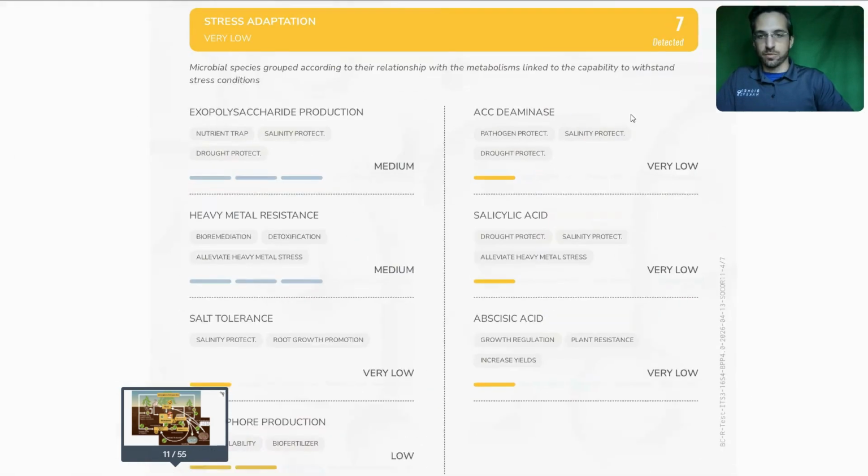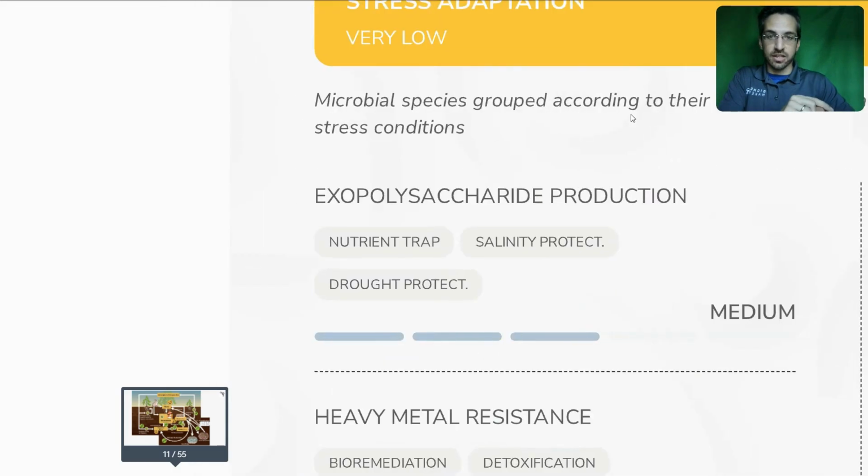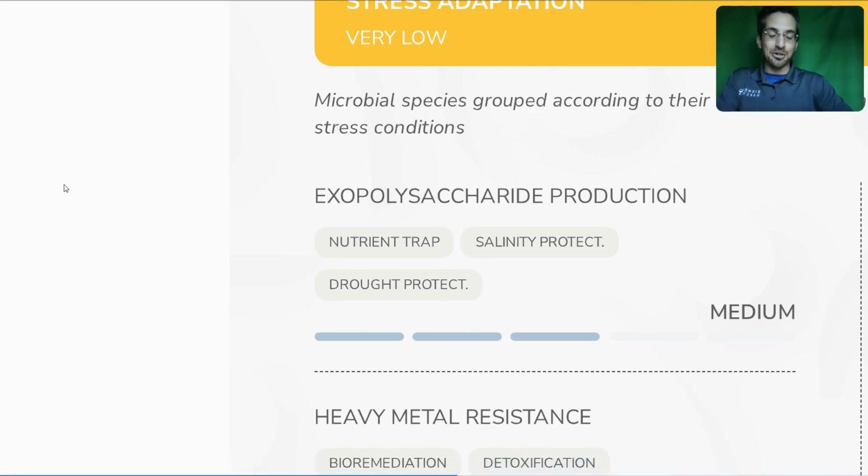And now, without belaboring the point, we'll move on to this section, which is stress mitigating microbes, the capacity of your soil to help your plant adapt to particular stressors. There are 7 of these groups that we look at. Can I not make that slide go away? There we go. The first are, pardon the long word, exopolysaccharide producers.